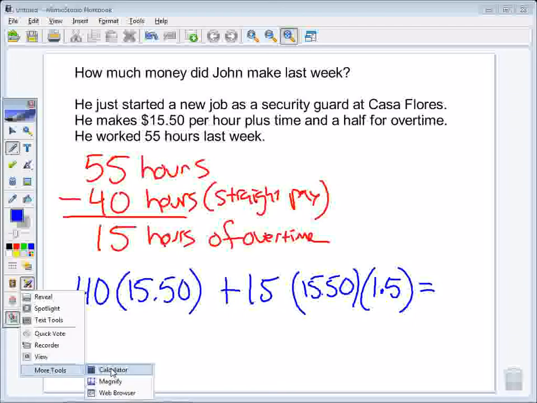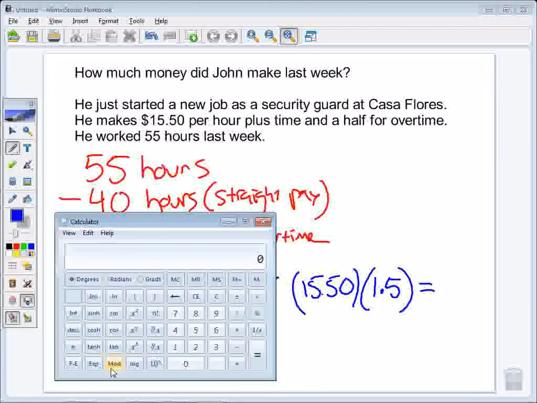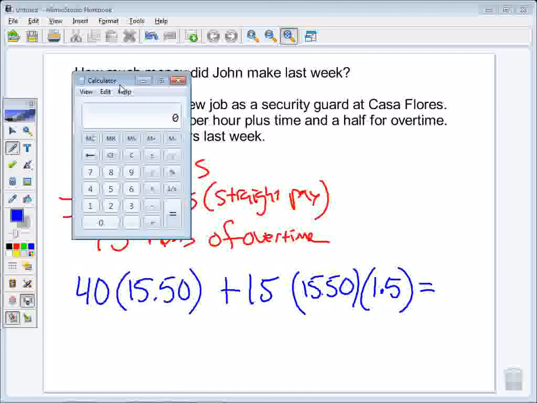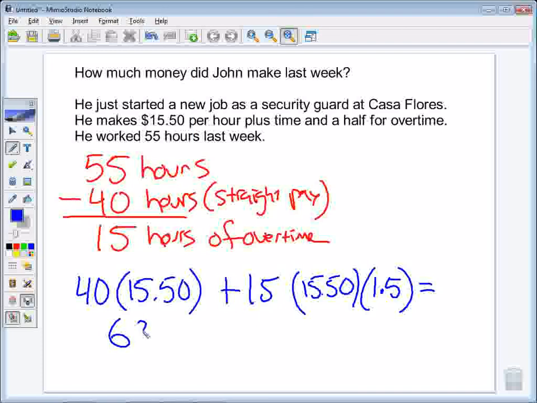So I'm going to pull out my calculator and I'm going to look at what I have. So I have 40 times 15.5. We can add a zero if you want. 40 hours times $15.50. That gives me $620. So that's what he earned straight time.